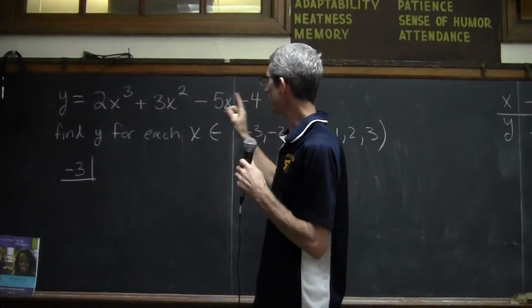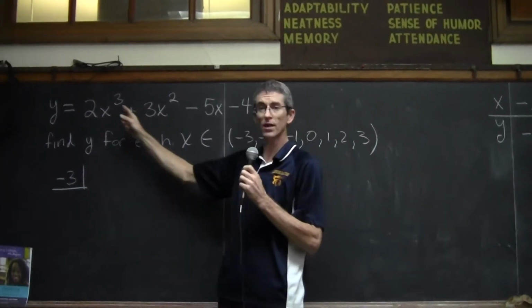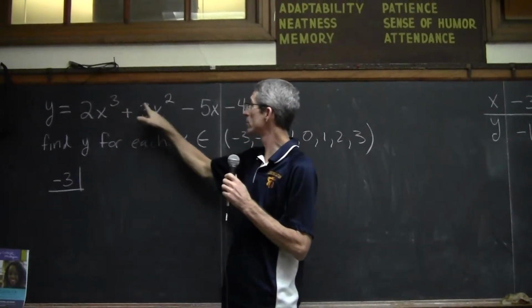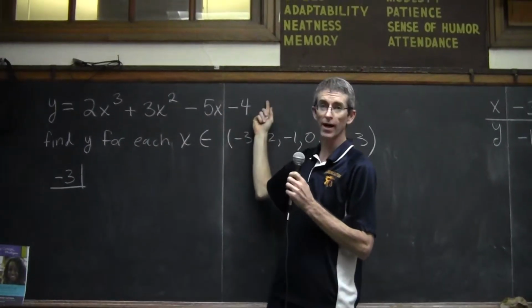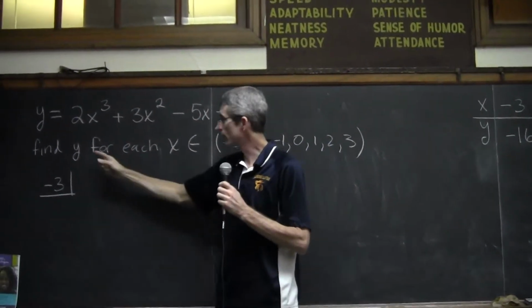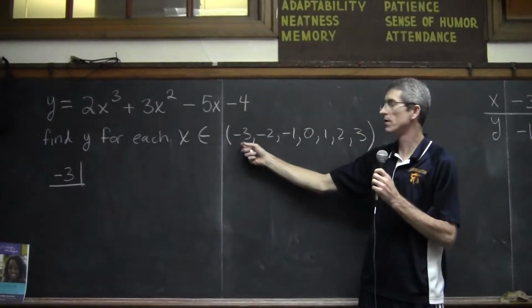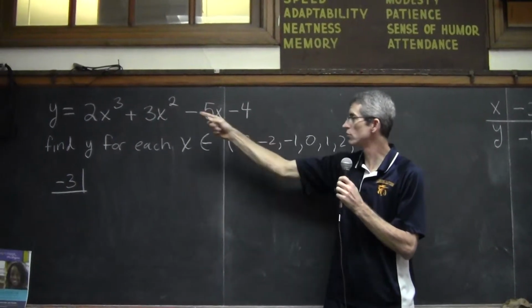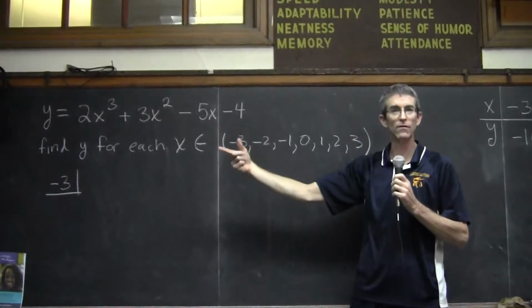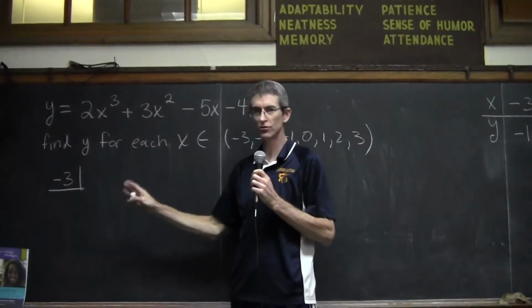So here's number 7. We start with this polynomial, 2x cubed, 3x squared, negative 5x, and negative 4. First thing I look at is my powers. None of them are missing. I've got my 3, my 2, my 1, and then my constant, so that's cool. The problem starts with find a y for each x that's an element of this set. In other words, plug negative 3 in, plug negative 2 in, plug negative 1 in, and so on, and find all the y's. So set it up with your synthetic substitution.